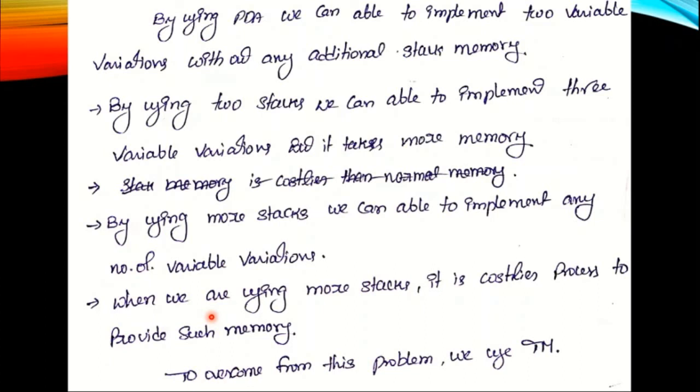But the major drawback of pushdown automata when we use more stacks is that it requires a larger amount of memory. This amount of memory cannot be provided by the compilers at runtime. That is the problem. That's why we skip two stacks or more stacks with PDA. Whenever we are not able to implement more variable variations with PDA, then we go for a Turing machine.